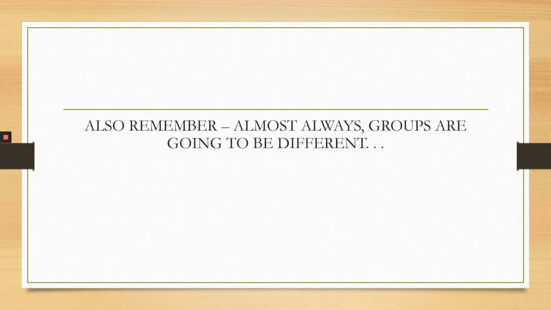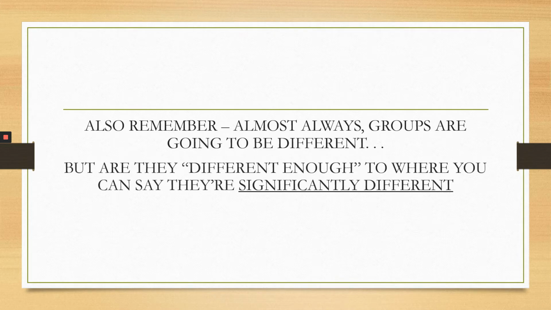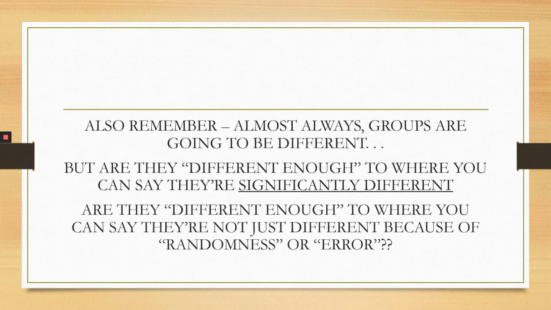And remember, almost always, the groups are going to be different. That's not usually in question, but the question we're trying to ask is, are they different enough to where we can say that they're significantly different? Are they different enough to where you can say they're not just different because of what we call randomness or error? And that concept is on the video I put up about statistical hypothesis, I think. And so please make sure you're going back and looking at that, okay? Because that is kind of coming right out of that lecture, that video, and that'll help you review for that.